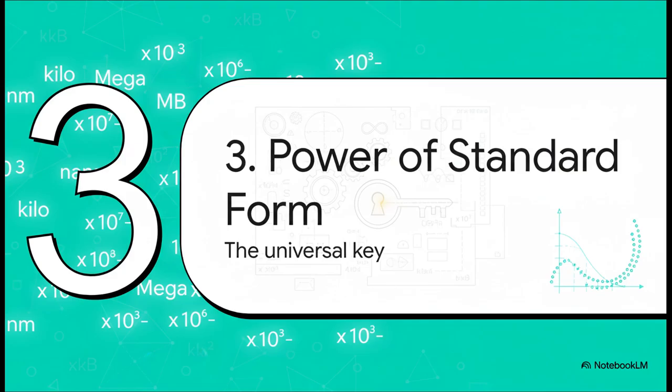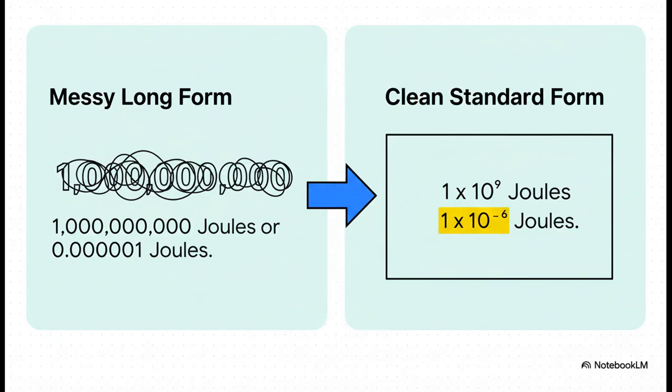Prefixes are fantastic, but they only cover specific steps, like thousands, millions, billions. What about all the numbers in between? For that, we need the universal key, the master tool that can handle absolutely any number you can imagine, and that is standard form. You can just see how much better this is. On the left, you've got a total mess of zeros. On the right, it's clean, it's simple, it's elegant.